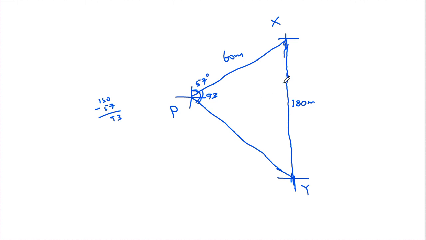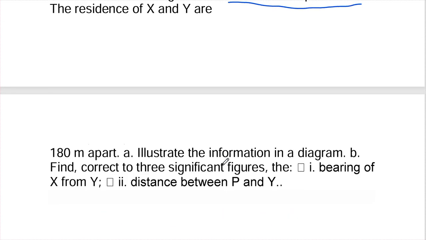Now we can answer. The first one says, illustrate the information in the diagram. We've done that. And correct to three significant figures, calculate the bearing of X from Y and the distance between P and Y. Okay, let's see the bearing of X from Y.